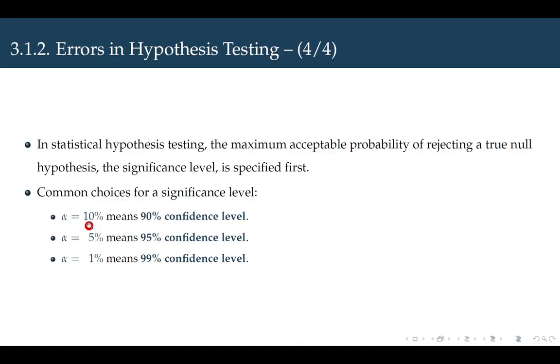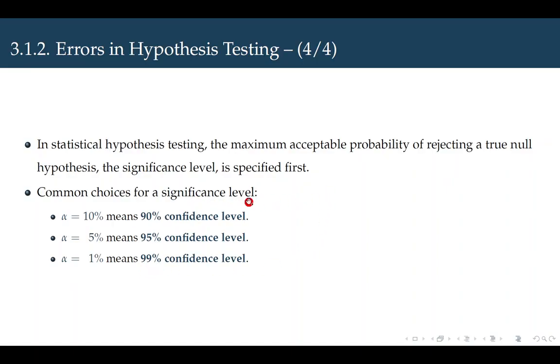Now, if the probability of committing type 1 error is 10%, then the probability of not committing type 1 error is called confidence level, and this confidence level is nothing but 1 minus 10%, that is 90%. Similarly, if the probability of committing type 1 error is 5%, and if we are interested in the probability of not committing type 1 error, which is the confidence level, then this confidence level is 1 minus 5%, that is 95%. And the same is true: if the level of significance is 1%, then the confidence level is 99%.